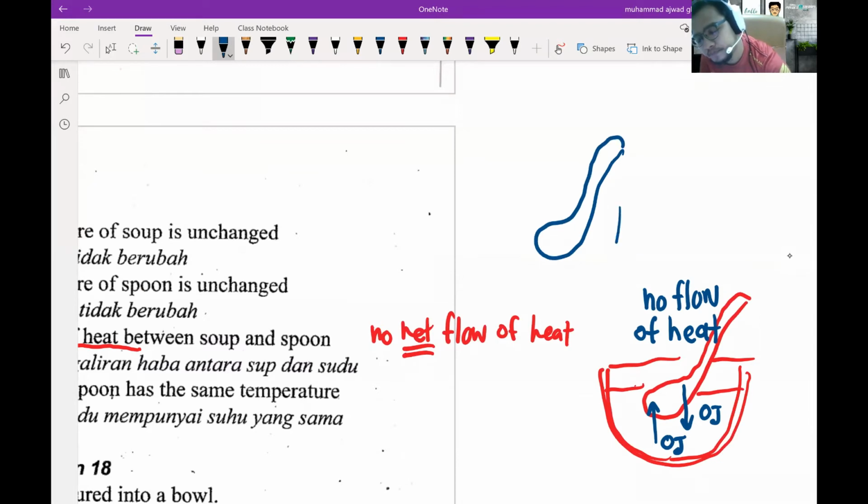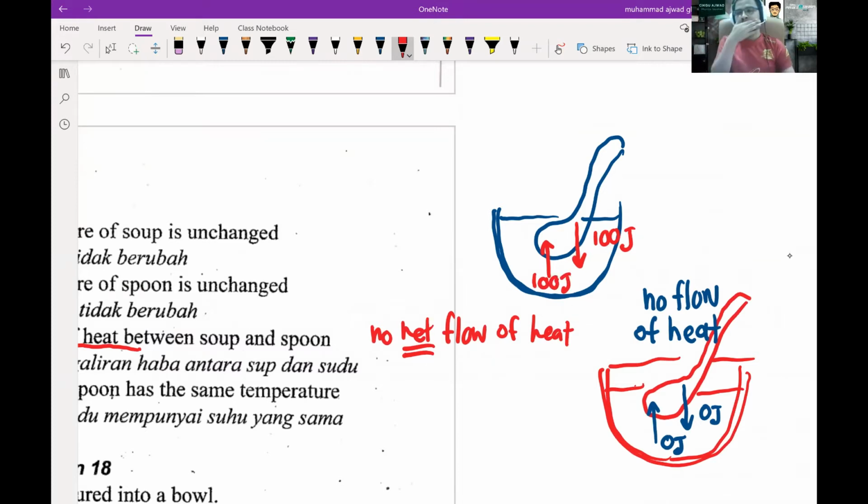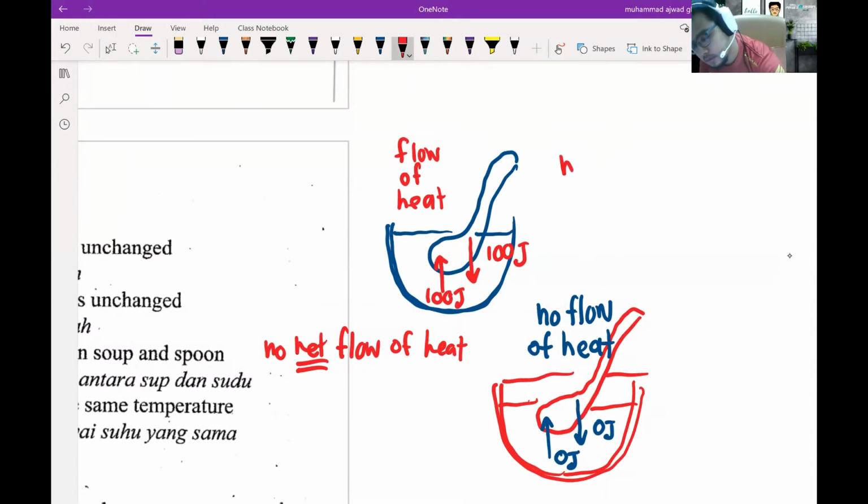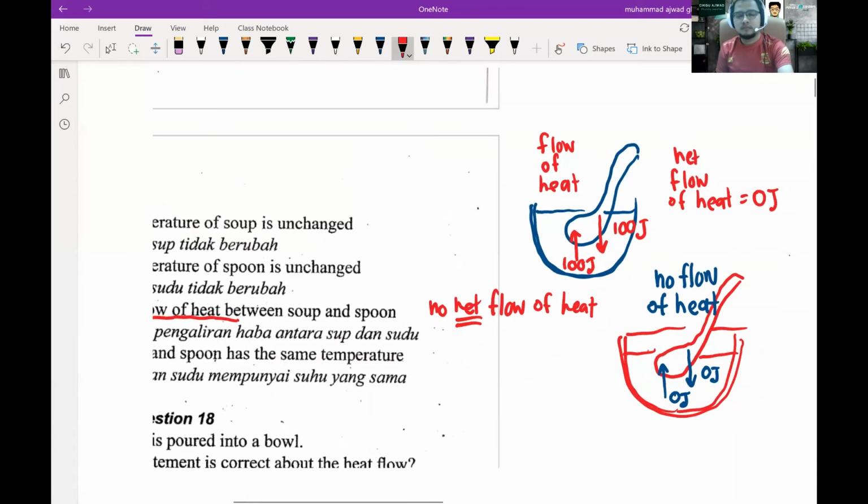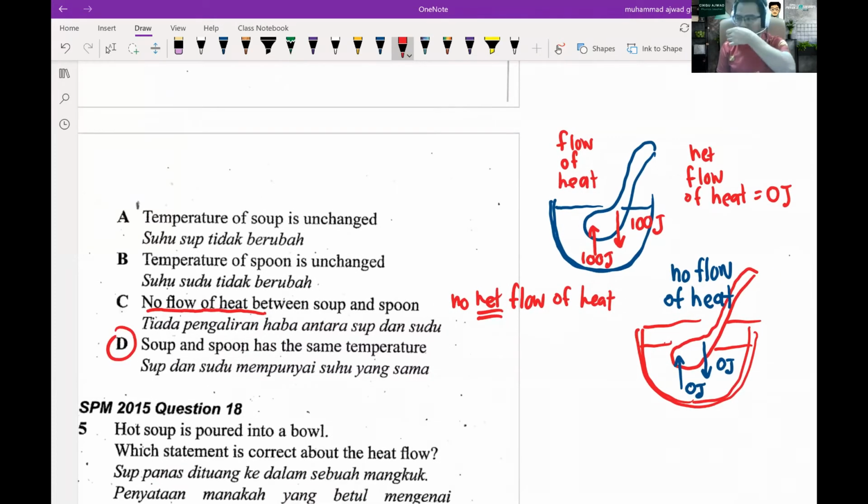Ni sudu. Mangkuk. Okay. So, dia transfer contoh 100 joule. Sup transfer 100 joule. Okay. Ni ada flow of heat. And also net flow of heat is 0. Okay. Dapat?